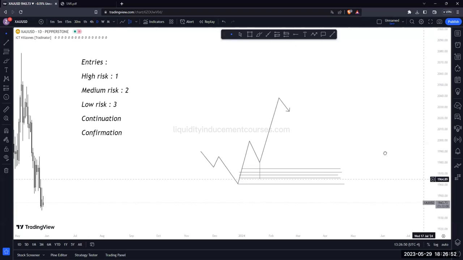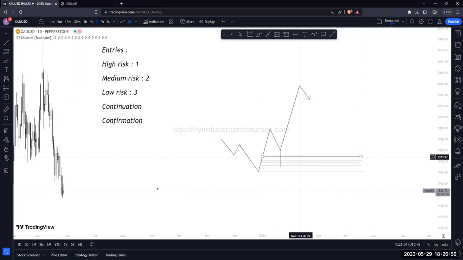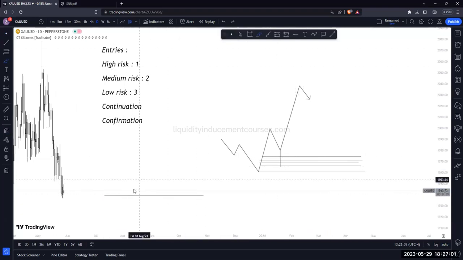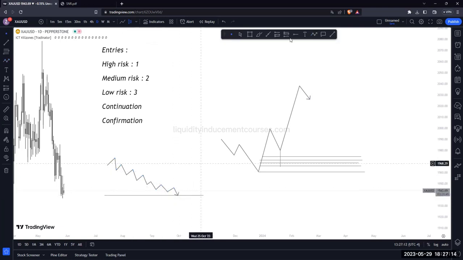Okay, so M1 confirmation is very simple. So you grab your level. You see, this is the level, right? On your entry levels. How do you entry on here? You go to M1 and simply do the same thing. You look at the structure of M1, but you don't look for breakout. You look for something like a descending trend line or ascending trend line.